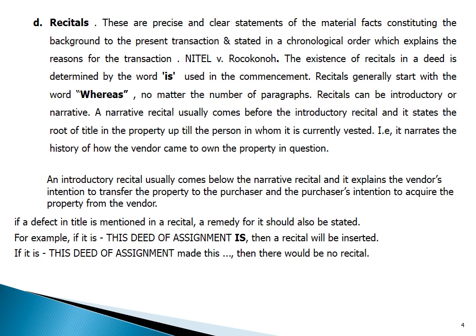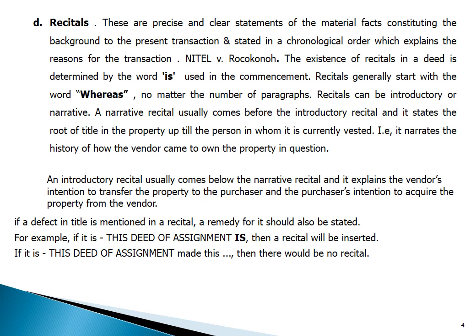A narrative recital usually comes before the introductory recital and it states the root of title and the property up till the person in whom it is currently vested, i.e., it narrates the history of how the vendor came to own the property in question. An introductory recital usually comes below the narrative recital and it explains the vendor's intention to transfer the property to the purchaser and the purchaser's intention to acquire the property from the vendor.